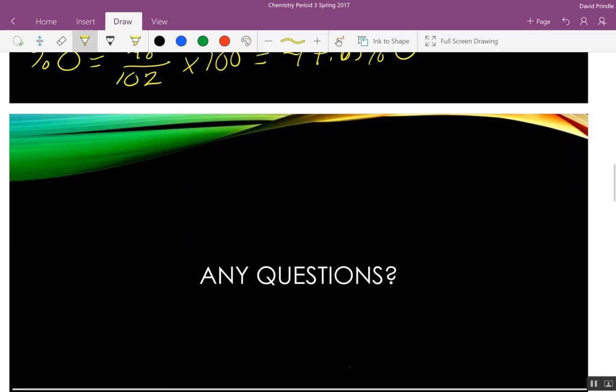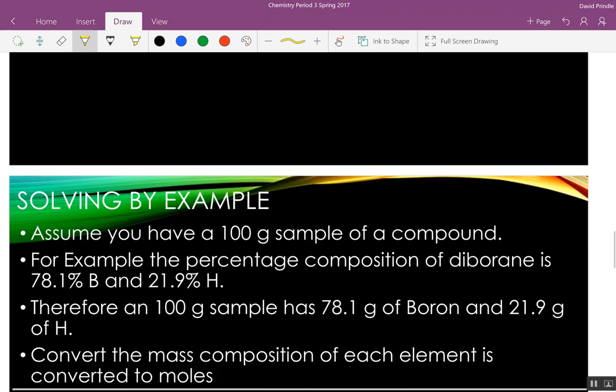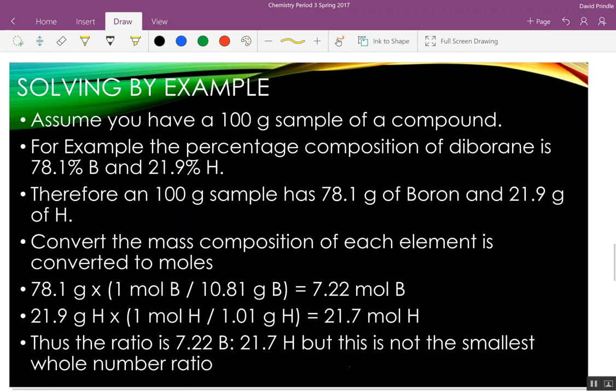Now, moving on to empirical formula. And this is an example from your book. What they say is you assume you have a 100 gram sample. This is when the things are figured out in percent composition.